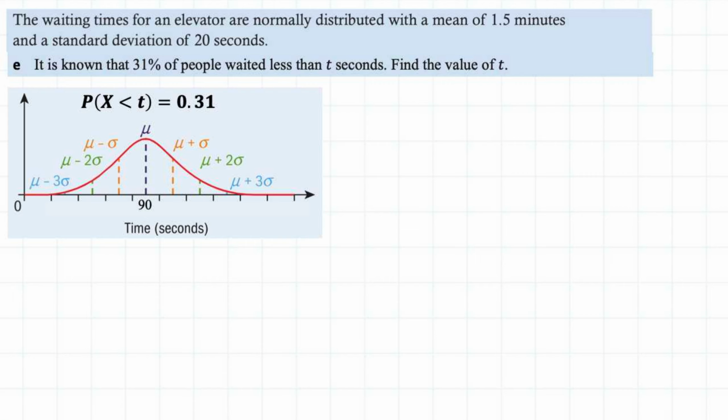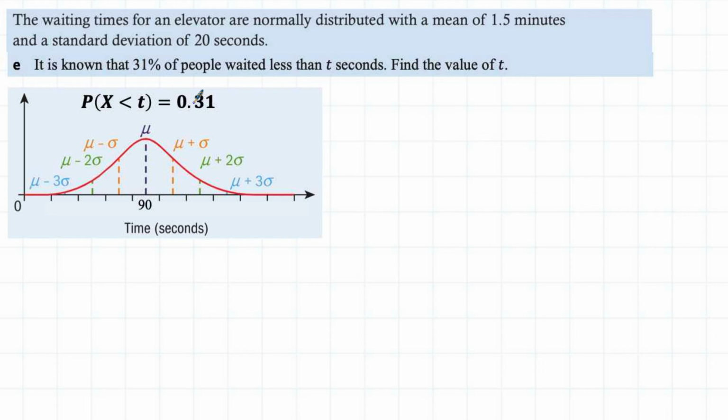Now, what if I know the reverse? What if I know the area? This is where inverse norm comes into play. So if I know that 31% of people waited less than t seconds, find the value of t. So this is what you're looking at. This time I know what the output is.